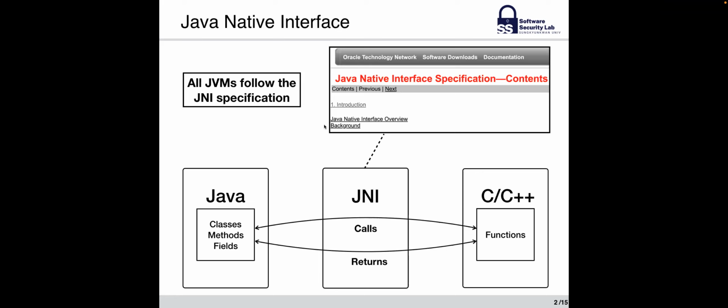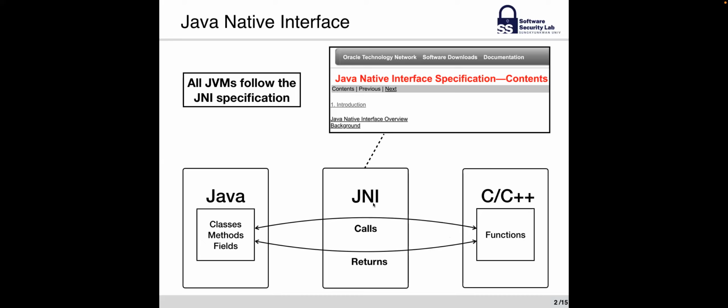Before going into detail, let me briefly introduce you to JNI. JNI stands for Java Native Interface, and it provides a way for Java applications to interoperate with native code written in C and C++. So using JNI, Java applications can call functions in native code. And similarly, the native code can invoke methods in Java, or it can access classes and fields defined in Java applications.